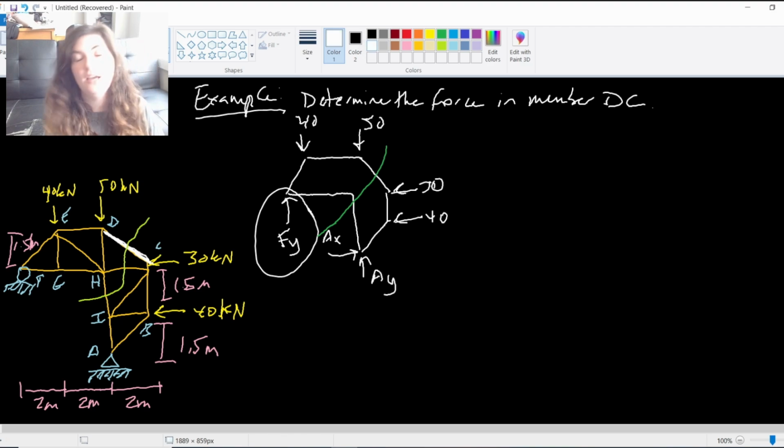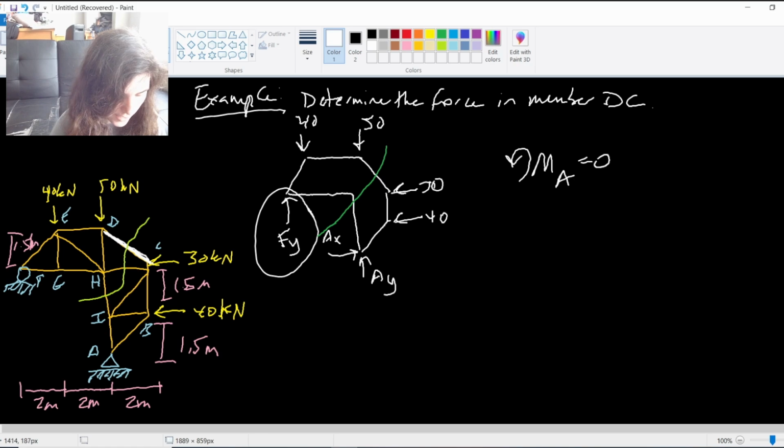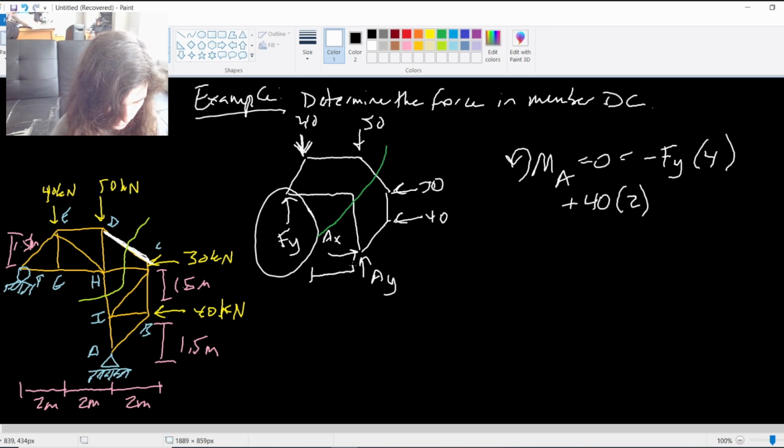So what I'm going to do is take a moment about A, but then not even bother following through on solving my A reactions. I'm only going to take the moment about A for this full free body diagram here. So I'm going to have my Fy, which is in the wrong direction. It is 4 meters from A. Then I have my next force, this 40. 40 is going counterclockwise, so it's positive, positive 40, and it is 2 meters from A. Right, this distance here, 2 meters.